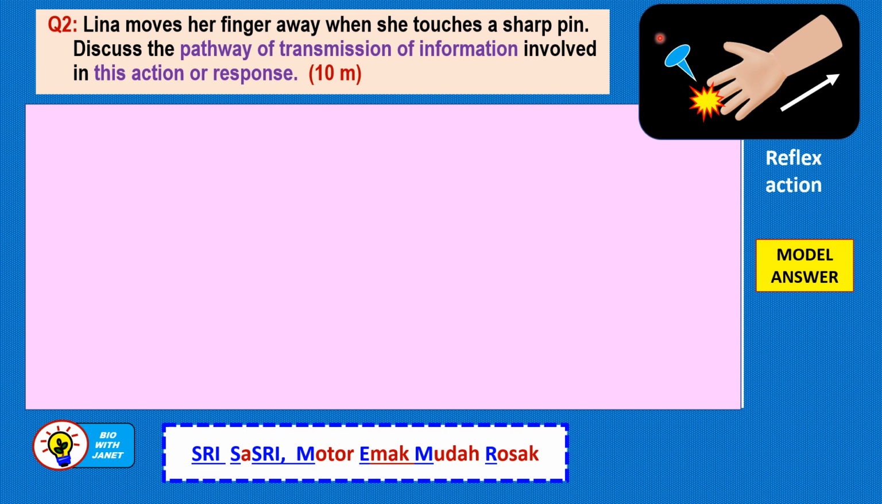Right, let's go on to the second question for involuntary actions this time, especially the reflex action. All right. Lina moves her finger away when she touches a sharp pin. Discuss the pathway of transmission of information involved in this action or response. 10 marks. Okay. So pause the video for a while and try to write down your answer based on this acronym or this memory aid, Sri Sabri Moto Emak Muda Rosa. Okay. And we will discuss the answer in a short while.